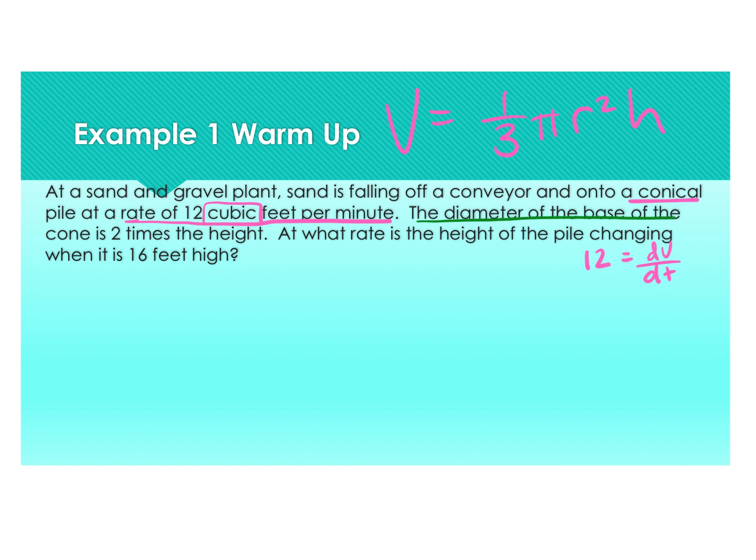The diameter of the base of the cone is 2 times the height. So we can say diameter is equal to 2h. At what rate is the height of the pile changing when it is 16 feet high? So it's asking us at what rate the height is changing. So dh over dt is what we have to find when the height is 16 feet.